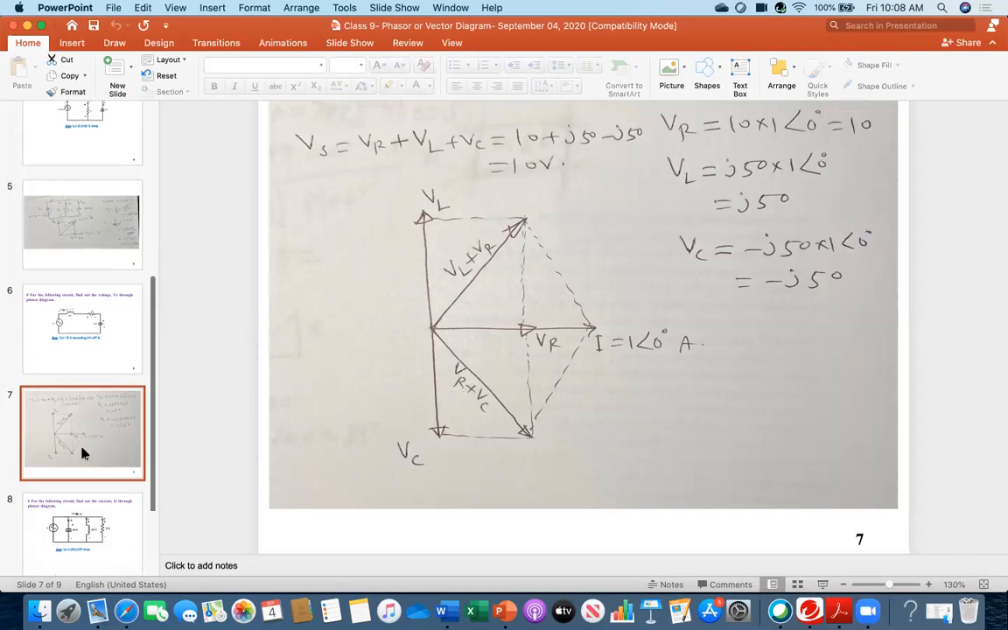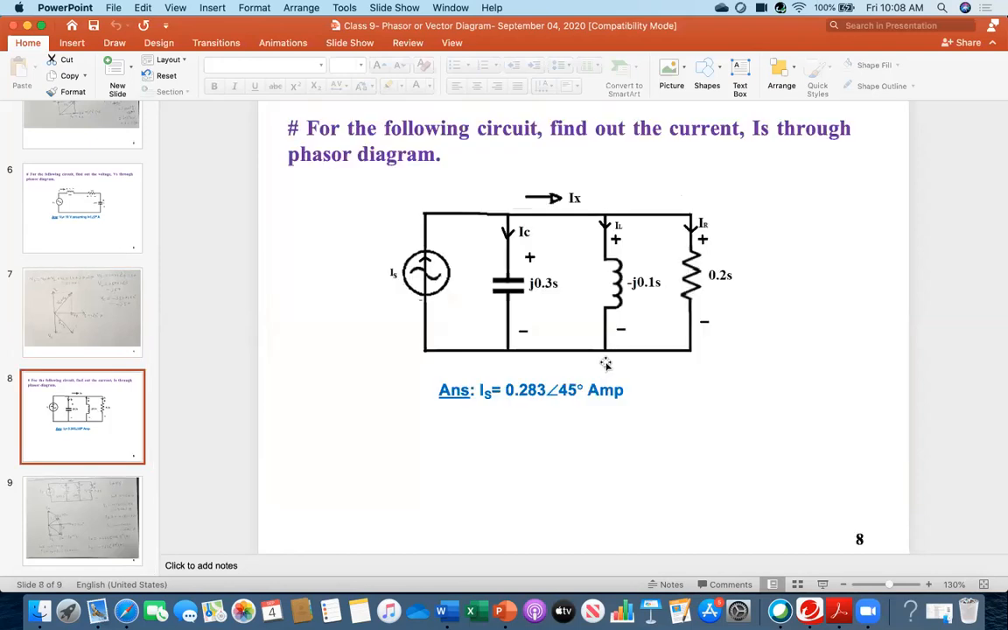So in a minute, I will be discussing the last problem, then I will conclude the class. You will easily understand. For the following circuit, find out the current Is through the phasor diagram. Now, you are asked to find out this current. In general, this current is this current plus this current plus this current, right? And those values are given in terms of Siemens.